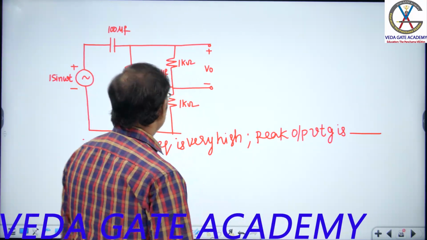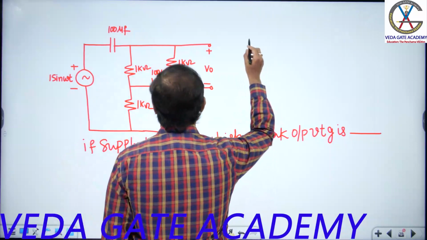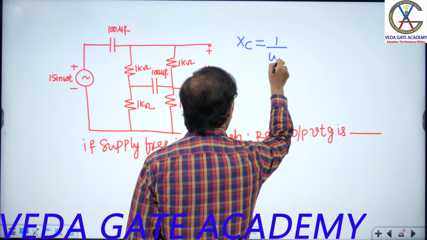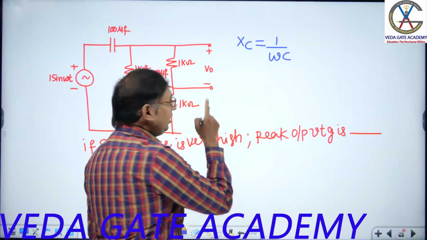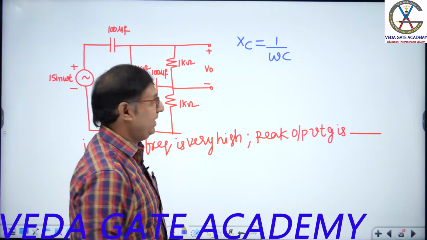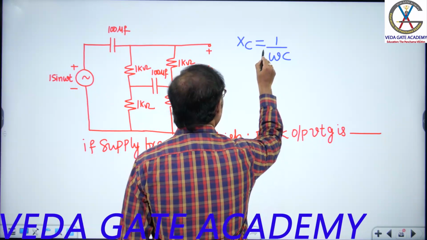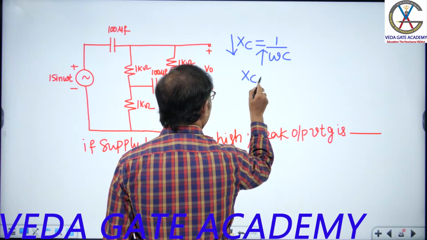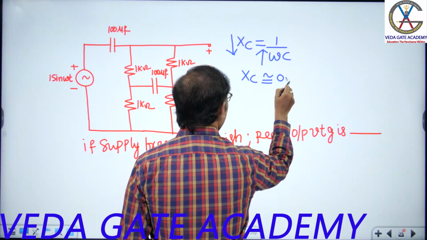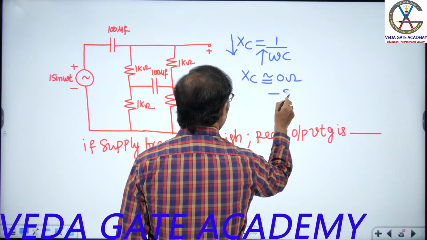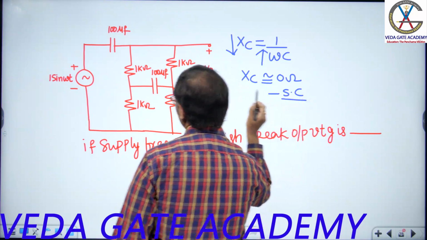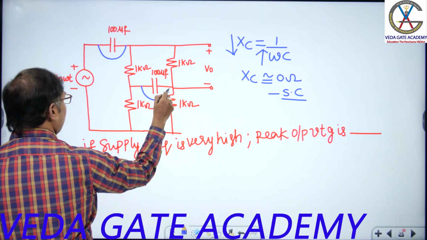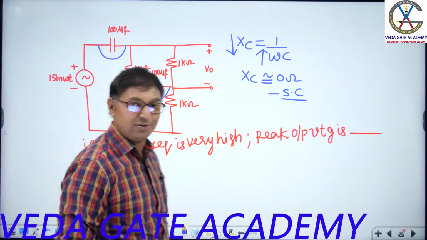Observe, what is capacitor reactance? Xc equals 1 by omega c. In short, even I prove this. If frequency is high, Xc is less. Xc is less means approximately we can take it as 0 ohms. 0 ohms means short circuit. This capacitor I can replace with a short circuit, and this capacitor also I can replace with a short circuit.